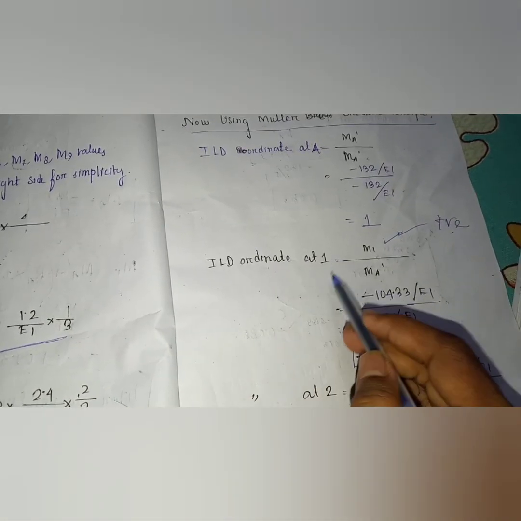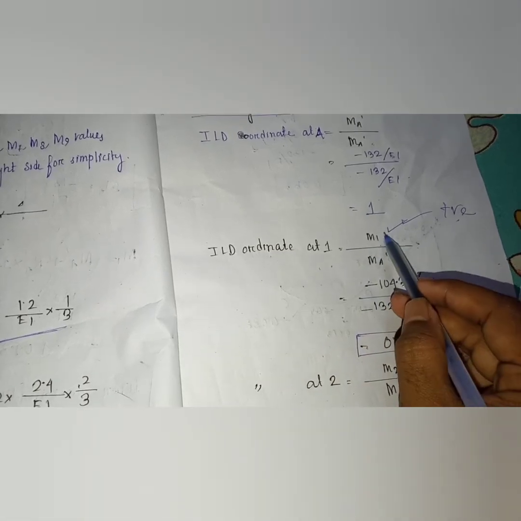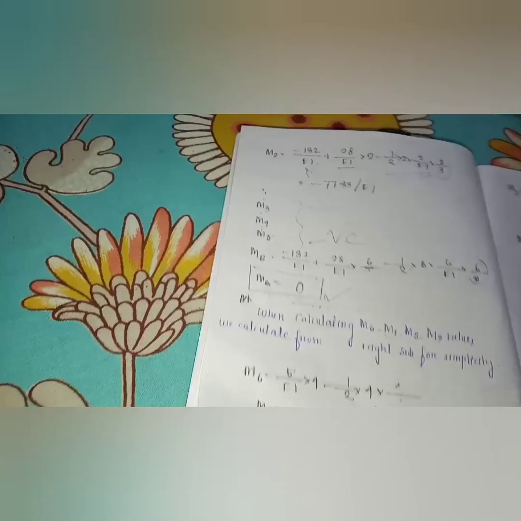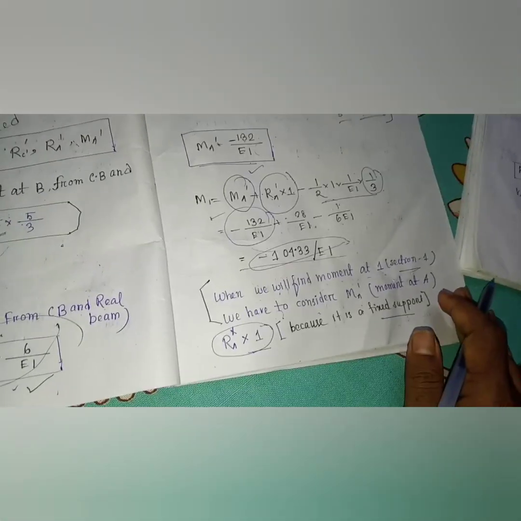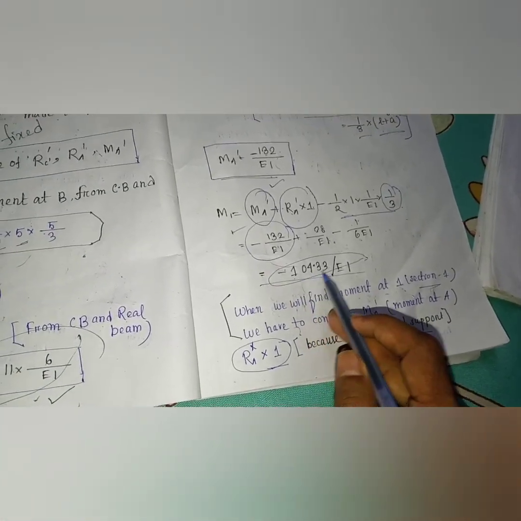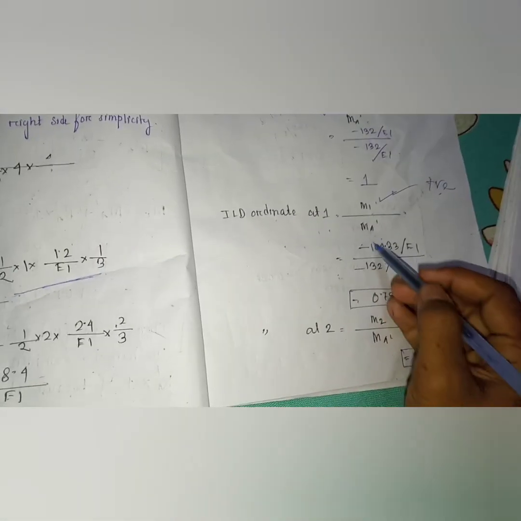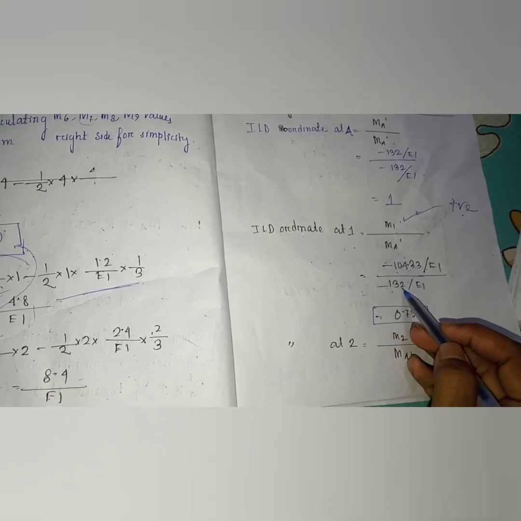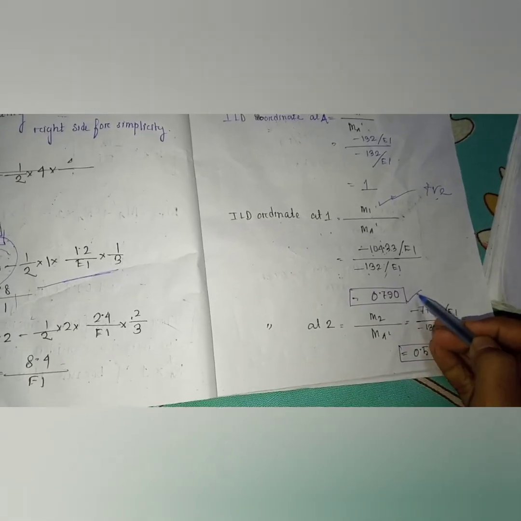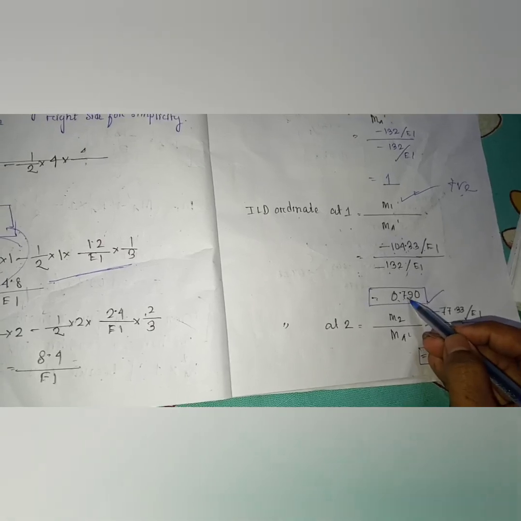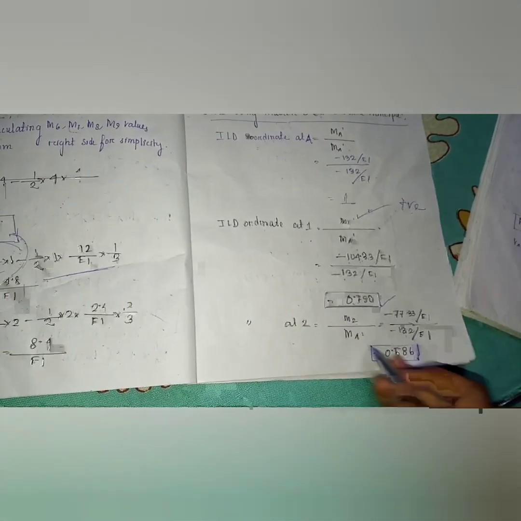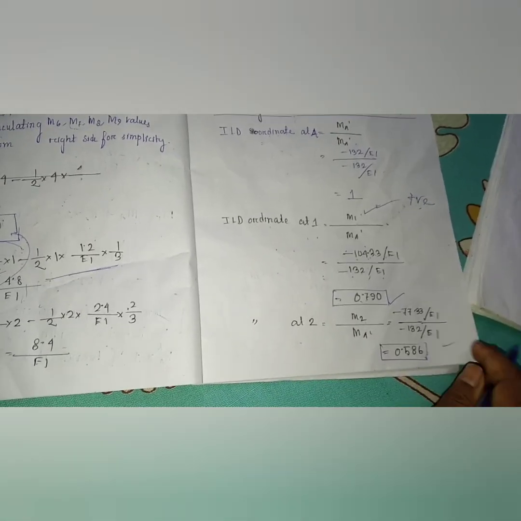Now ILD at section 1, it is M1 by MA prime. Now the value of M1 we found, minus 104.33 divided by EI. We have put it here, minus 104.33 divided by EI, and MA prime equal to minus 132 divided by EI. The value came 0.790. Similarly at M2 we put the value here, and we find the ILD ordinate 0.586. All these values are positive.